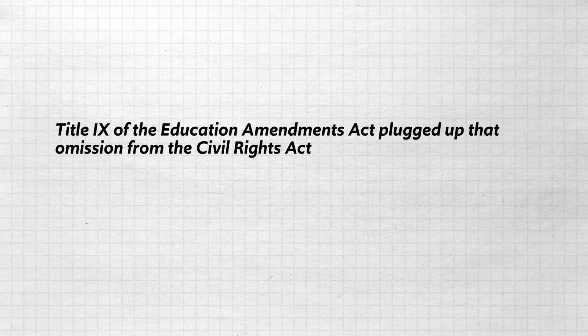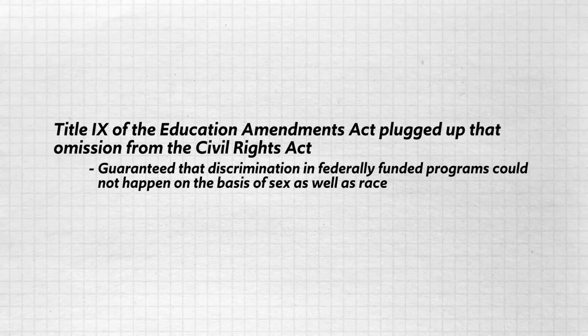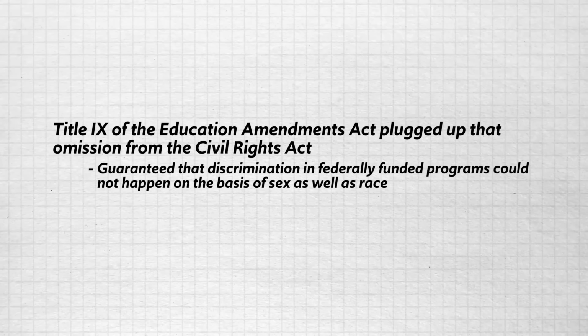No, we got race, color, national origin. That's all the discrimination categories. Really? You can't think of one other group that has been the subject of discrimination? Yeah, I got nothing. Anyway, Title IX of the Education Amendments Act plugged up that omission from the Civil Rights Act by guaranteeing that discrimination in federally funded programs could not happen on the basis of sex as well as race. And one of the most visible outcomes of Title IX was the rise of women's sports programs in colleges.